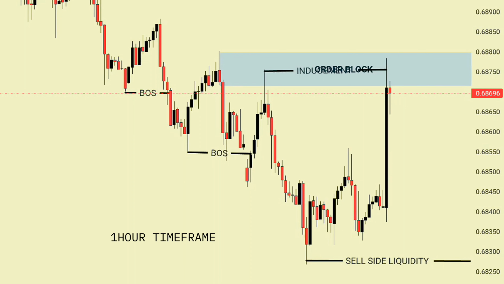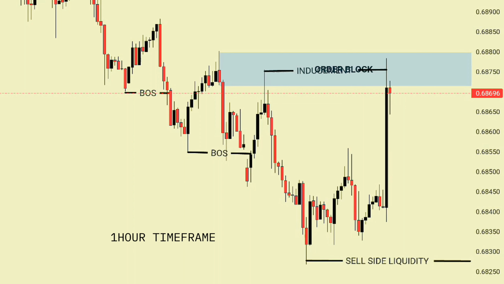It is the place where the market wants to deliver price. So now we have the complete model. Trend direction, bearish. Two breaks of structure confirming the trend. Order block as the entry zone, inducement before entry, sell-side liquidity as the target. This is a complete smart money concepts trade.